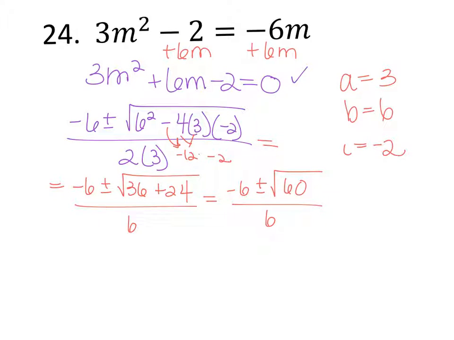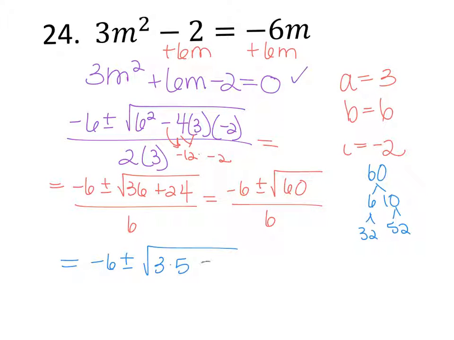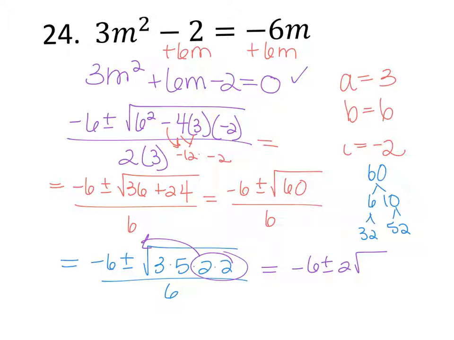Now, I know 60 can break up. I got 60, which is 6 and 10, and then 10 is 5 and 2, and 6 is 3 and 2. And so if I were to put everything together, I am going to have a 3 times 5 times 2 times 2 all over 6. All right, well, who can come out? My 2's can come out. So then I'm going to get -6 plus or minus 2, and what's left is a 3 and a 5, which means 15. All right, it's still over 6.